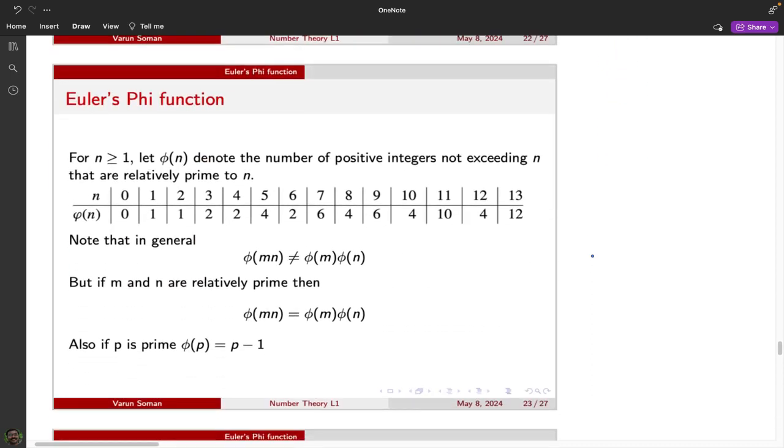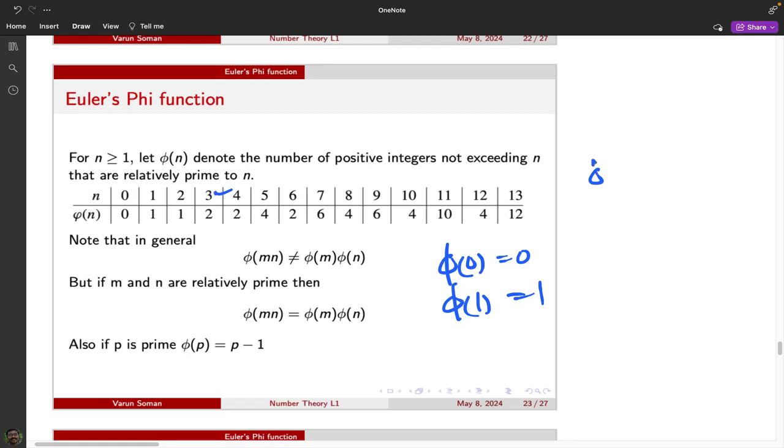Here we have given a table of values for Euler's phi function. The value of phi of 0 is trivially taken to be 0, based on notational convenience, and phi of 1 is fixed to be 1, just for notation purposes. The value of phi of 2 is 1, since there is only one number less than 2 and relatively prime to it, that is 1. Phi of 3 is 2, phi of 4 is 2, phi of 5 is 4, phi of 6 is 2 as we have discussed, phi of 7 is 6.